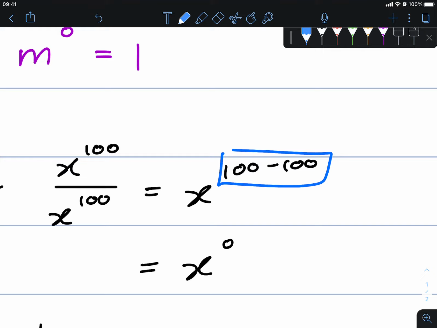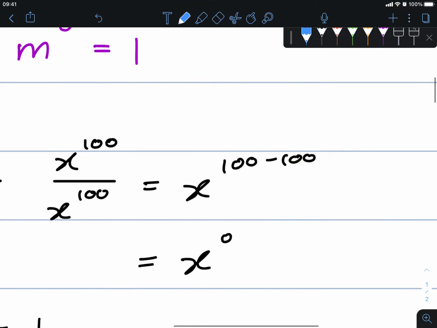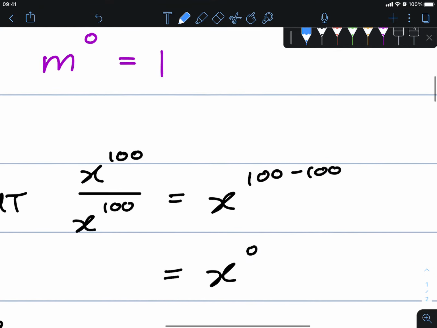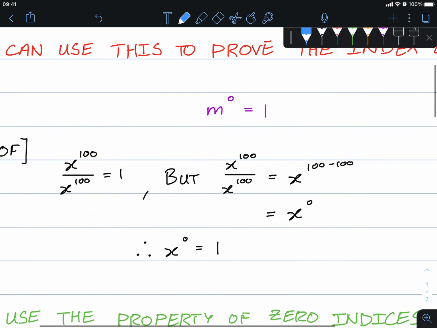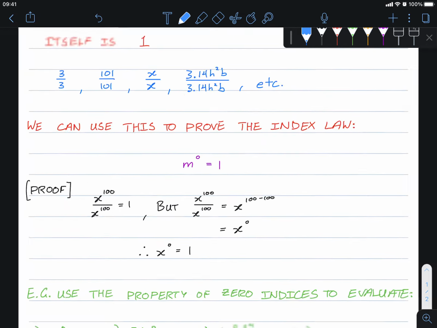So 100 minus 100 is 0, but we just showed that anything divided by itself is 1. The index law shows that it's 100 minus 100, which is 0. Because these two expressions follow different rules, but come to the same answer, then x to the power of 0 is equal to 1.